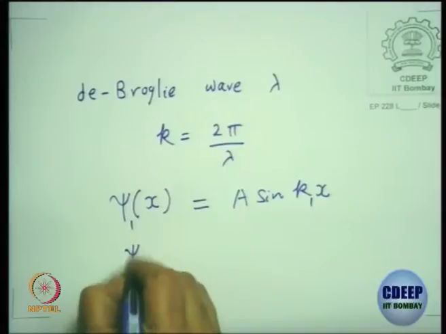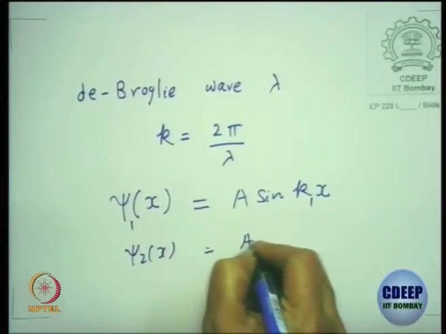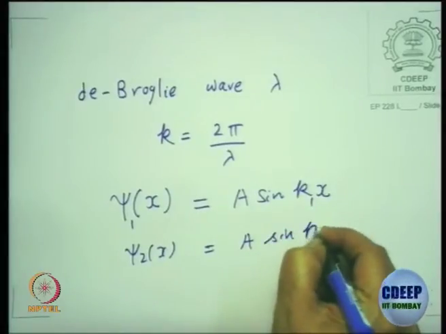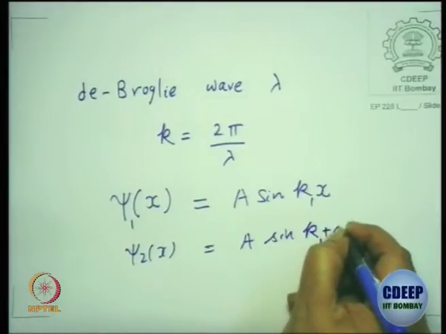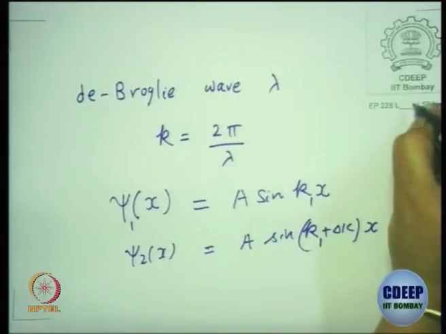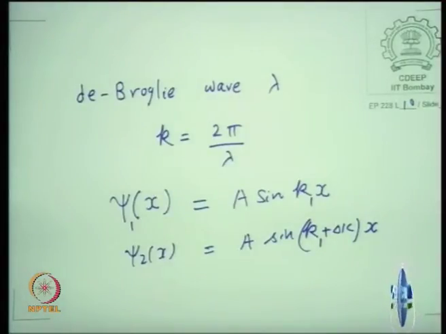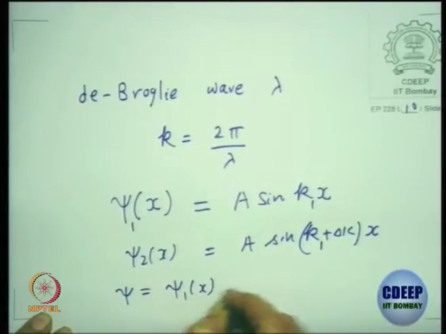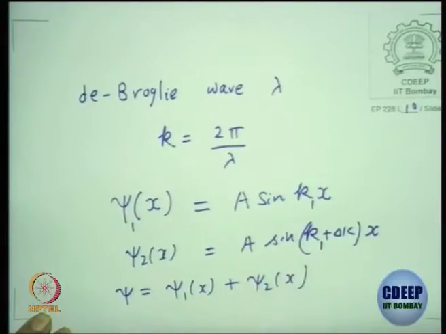And you can do superposition of two waves. You can have psi 1 as k1 and you can have psi 2 of x as some other amplitude, maybe the same amplitude, sin k2, where let me take k2 as k1 plus delta k, times x. So, what will this superposition be? It will give you a new superposed wave which you can write as psi 1 of x plus psi 2 of x, which is the superposed state.